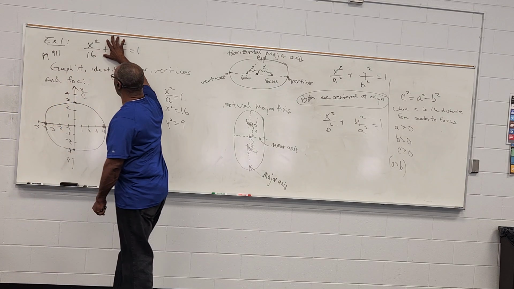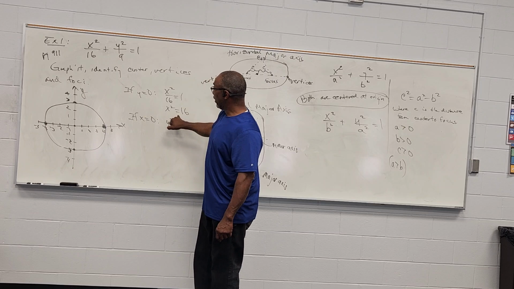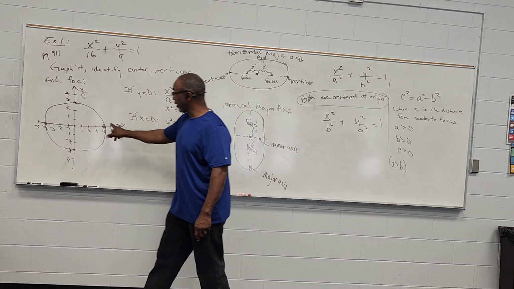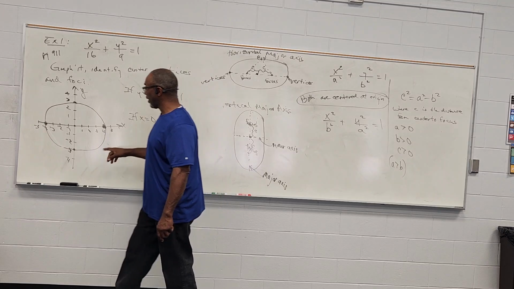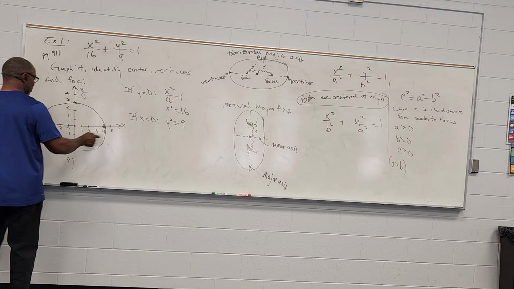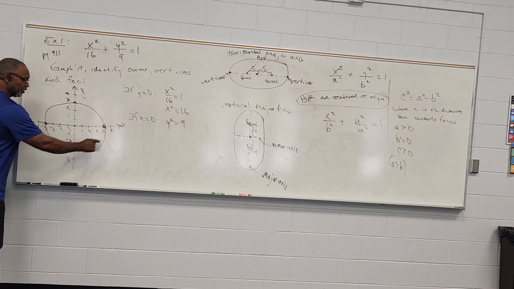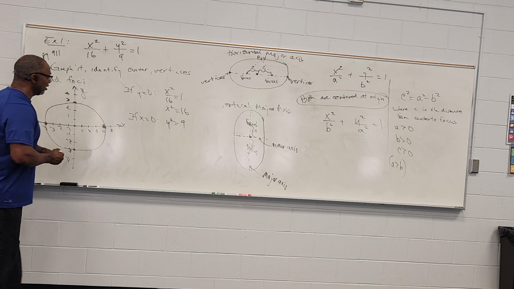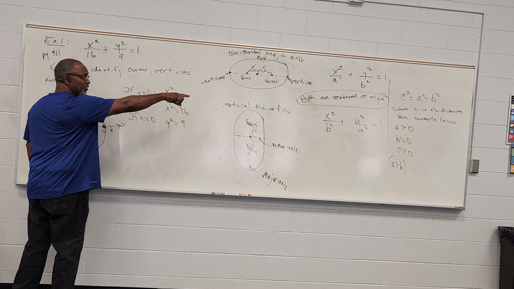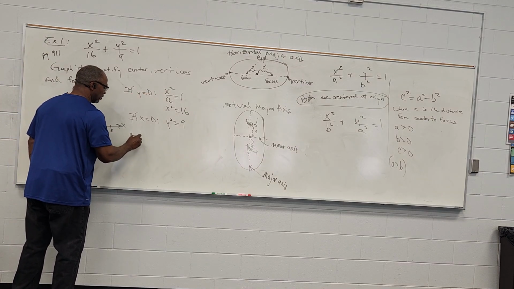Let y be 0, you'll have x squared equals 16. X is plus or minus 4, so positive 4, negative 4. If x is 0, y squared is 9, so y is plus or minus 3, negative 3 and positive 3. Draw your ellipse. It's elongated along the x-axis. The major axis is on the x-axis. So, the center, we've already said that in either one of those two things, the center is 0, 0.